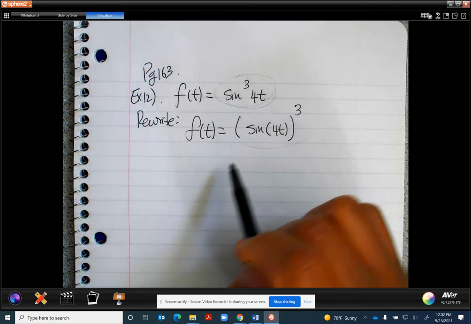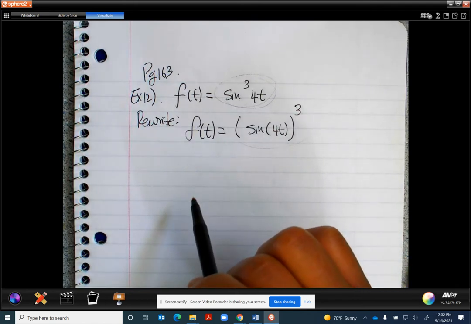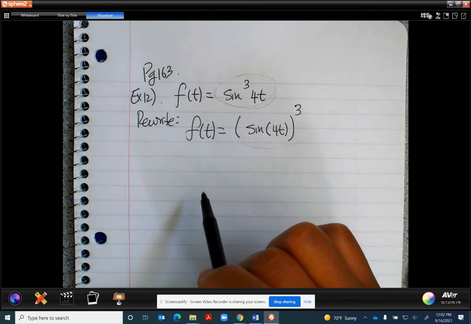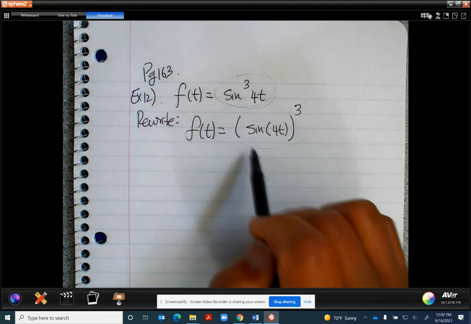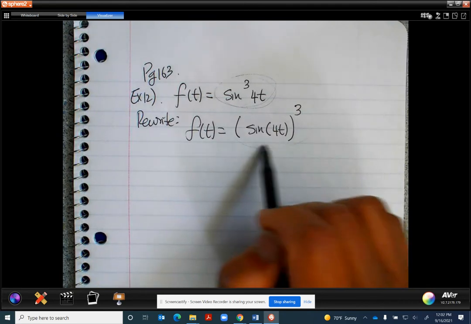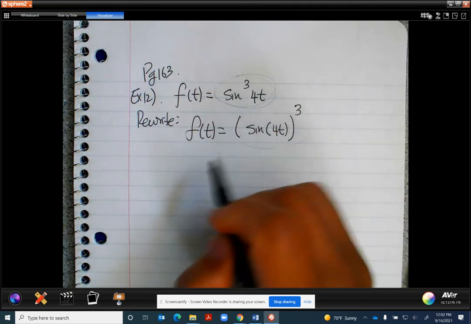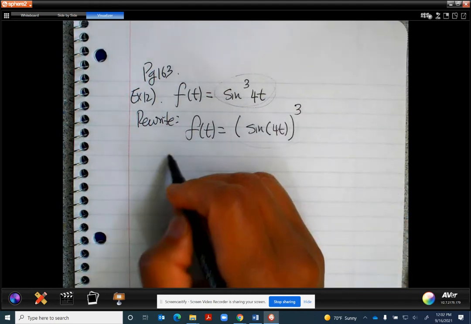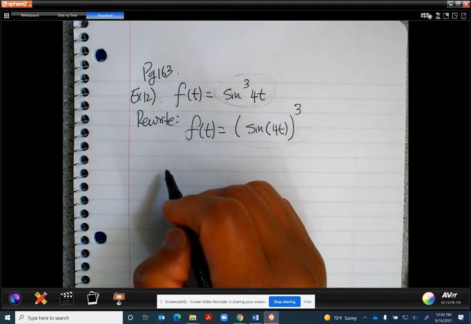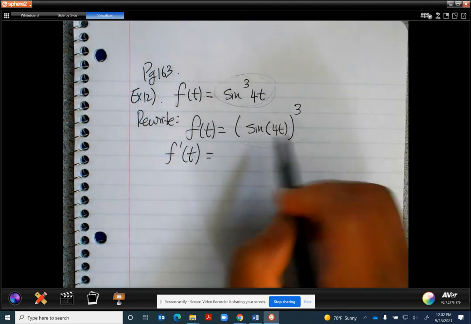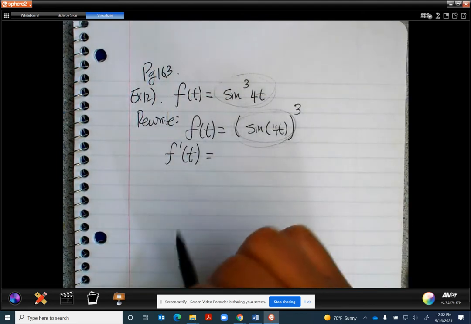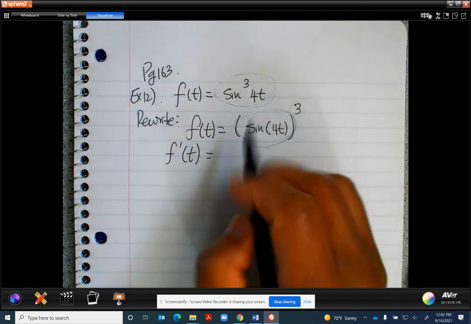Already I'm thinking of using multiple chain rules. Why am I thinking of using multiple chain rules? Because I see multiple parentheses. Do you see that? Alright, let's go back to the chain rule formula. So what is outside of the parentheses? The 3. So what's the derivative of that?